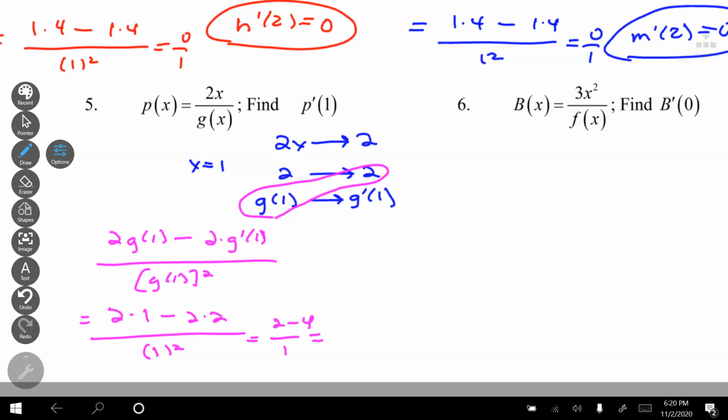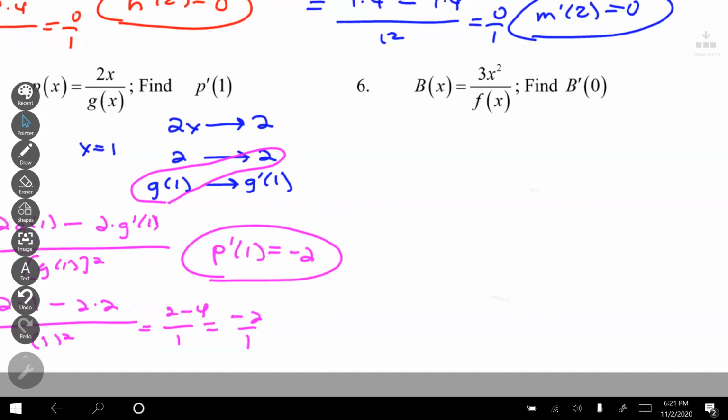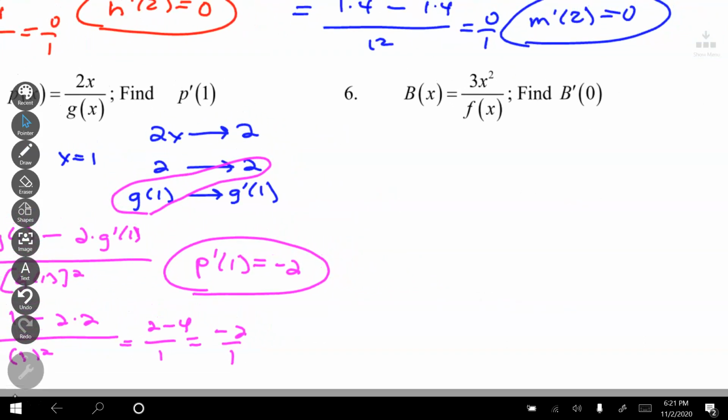did I make a mistake here? g prime of 1 is 2. Yep, I'm using x equals 1. I get negative 2 over 1, or p prime of 1 is equal to negative 2. Interesting, on my old notes I made a mistake. Okay, now I'm going to bring this over here.